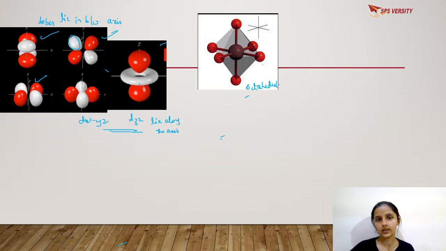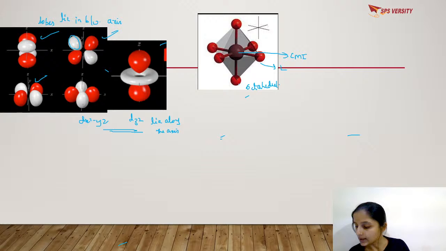If you see the structure, the inner one which is present over here, can you see that? This is the central metal atom or central metal ion. And if you see the red balls over here, these are considered as ligands. All of these are ligands. And when you consider these ligands, what direction are they approaching? Can you tell me that?